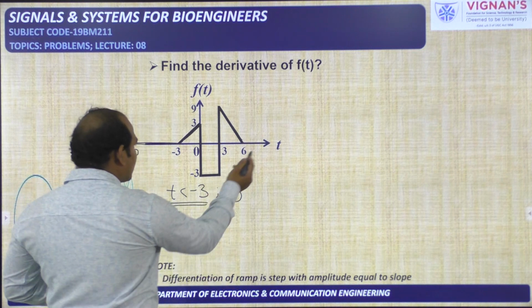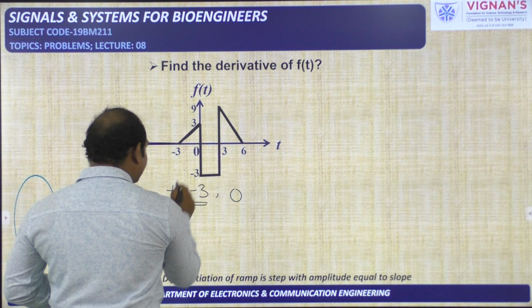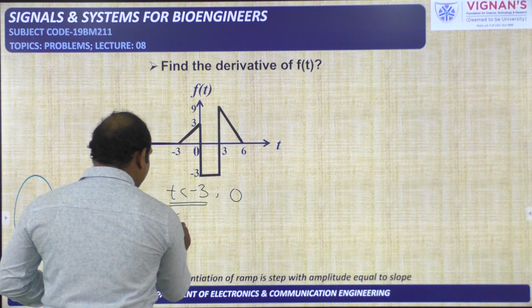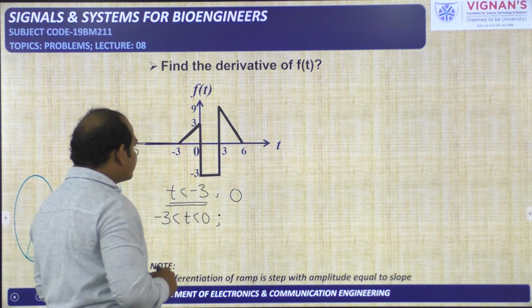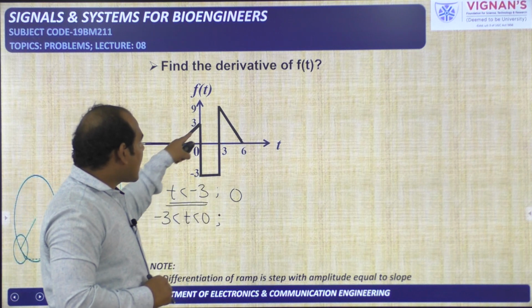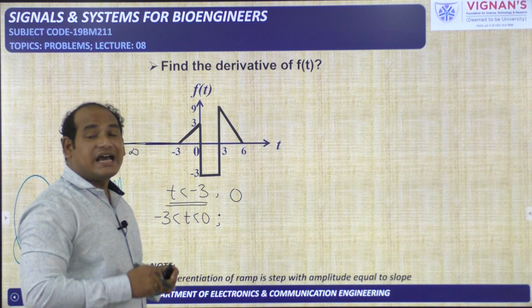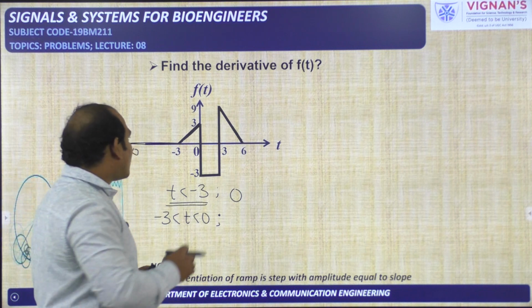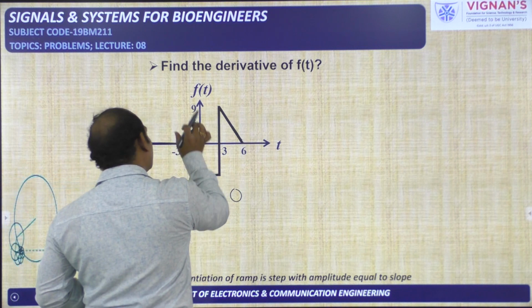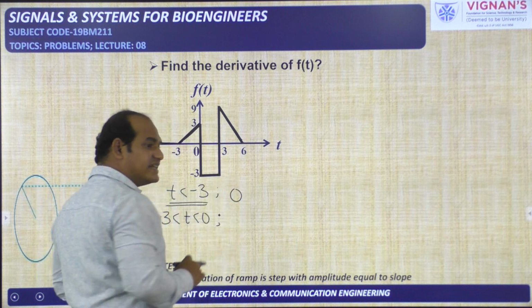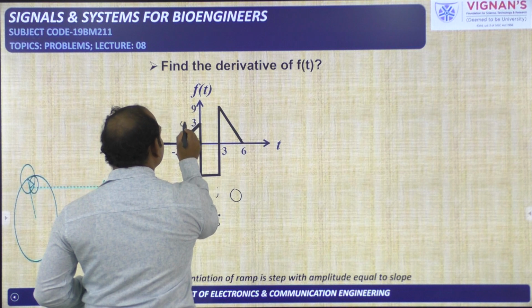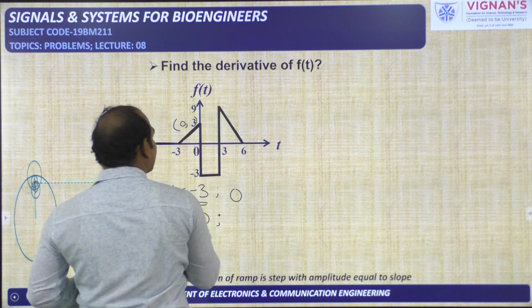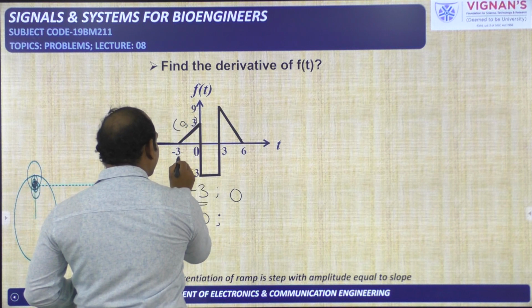Next we are interested in when t is changing from minus 3 to 0. In the original signal, a ramp is there. So what is the mathematical expression for this one? If you know that, we can write the derivative for that one. Here the coordinates at this point are 0 comma 3 and the coordinates at this point are minus 3 comma 0.